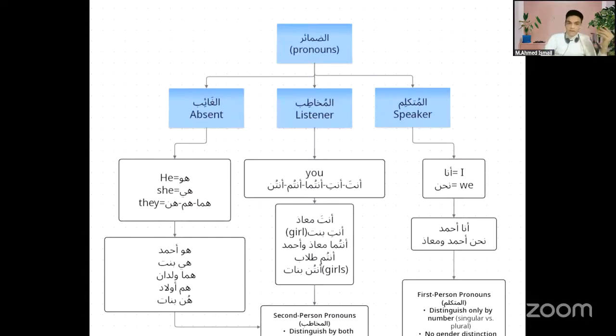For example, we have "you" in English. In English, you for mudakkar and you for muannas, you for 1, you for 2, you for 3, you for everything. But in Arabic, it's not like that, of course. In Arabic, you should make a difference between all of that.